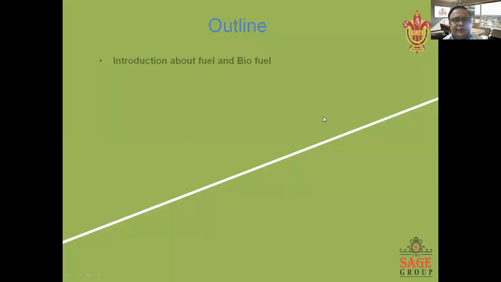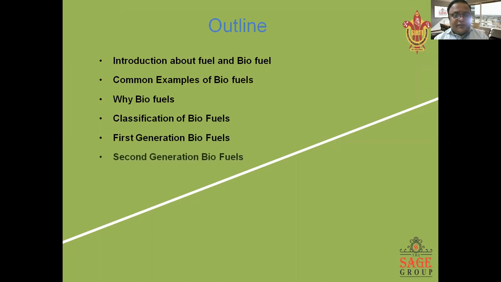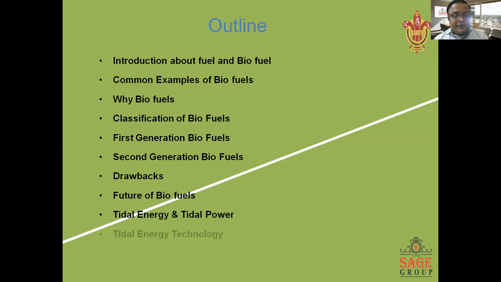This is the outline. Introduction about fuel and biofuel. Common examples of biofuels. Why biofuels? Classification of biofuels. First generation biofuels. Second generation biofuels. Drawbacks. Future of biofuels. Tidal energy and tidal power. Tidal energy technology. Tidal energy in India.